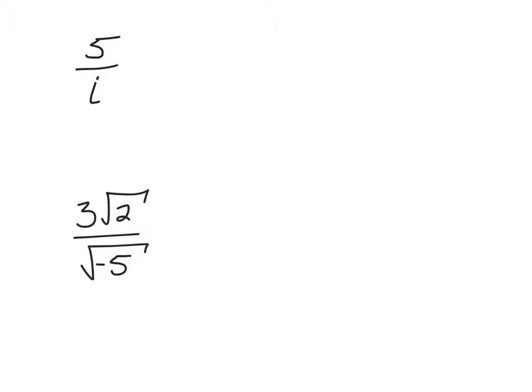So if we look at this first one, we have an i in the bottom. There's no simplifying we can do to get rid of it right away. So what I'm going to do is just multiply top and bottom, numerator and denominator, by i. And we would have 5i over i squared.